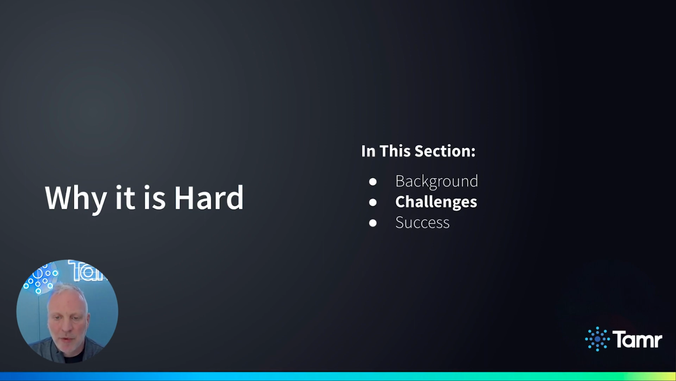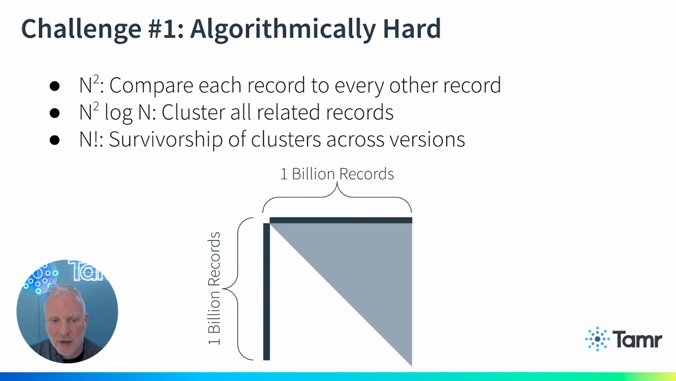Let's open up the problem of entity resolution to figure out what are the challenges that are hiding inside of it. First, entity resolution is algorithmically hard. We just described this n-squared problem, which is comparing every record with every other record. Even if we find an effective way to do that, we have another challenge, which is when it comes to clustering, we need to perform an n-squared log n algorithm, even worse, in order to arrange those records into clusters.